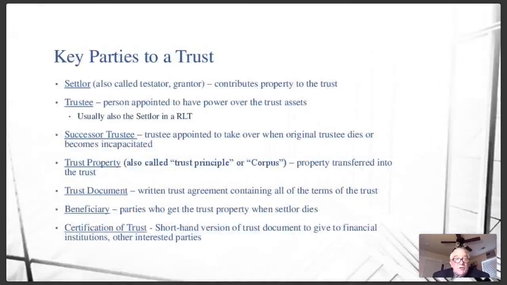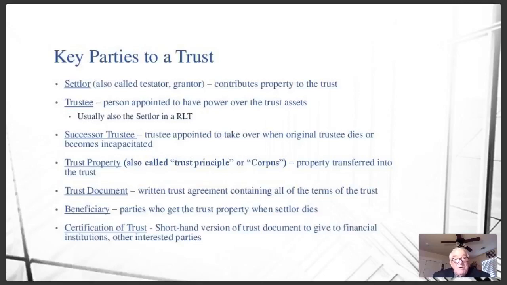So the key parties to the trust are the settlor, who is also called the testator or grantor. That's the person that contributes property to the trust. The trustee is the person appointed by the grantor to have power over the trust assets, and it's usually the settlor in the case of a revocable living trust. The successor trustee is also appointed by the trustee, who in most cases is the grantor, to take over when the original trustee dies or becomes incapacitated.